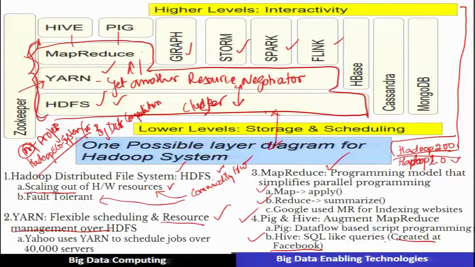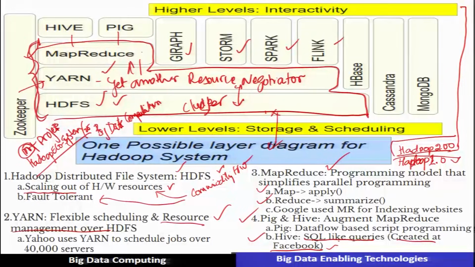They are all SQL-like queries which run over MapReduce. So complex programming of MapReduce can be avoided using Hive. Hive will simplify the programming over MapReduce for big data computation. Hive provides SQL-like queries, so it simplifies the entire programming notion, and it was created at Facebook.